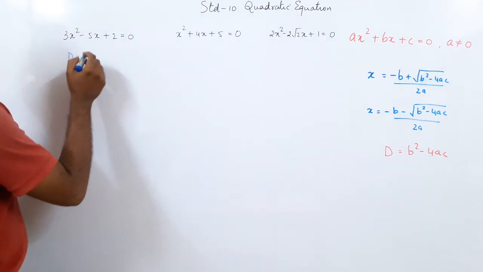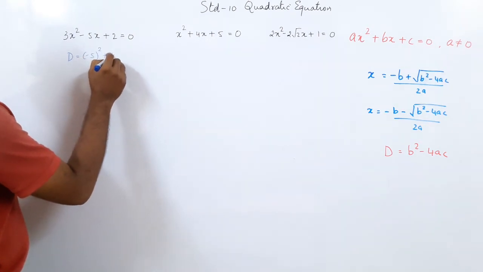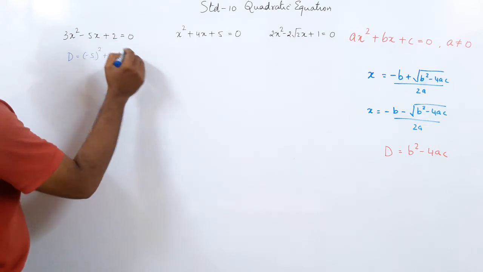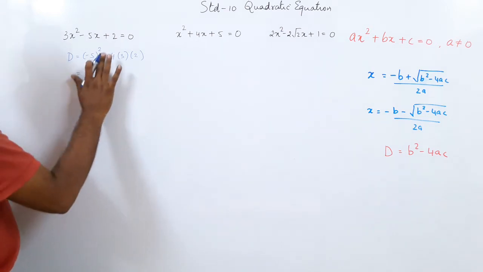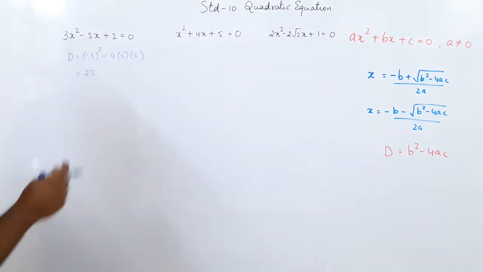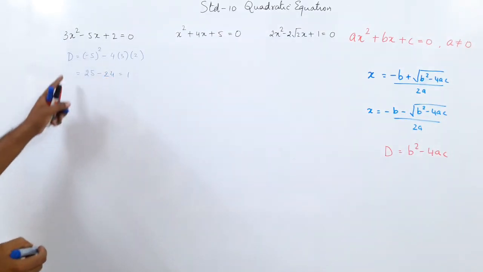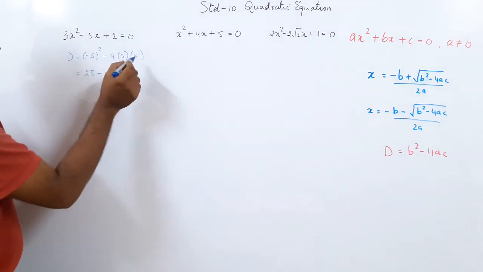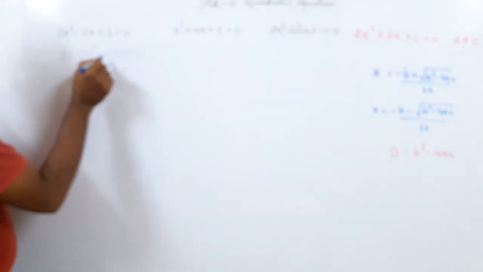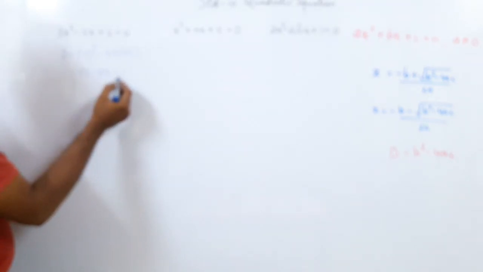So D is equal to, b is minus 5, so minus 5 the whole square minus 4ac, 4 into 3 into 2. Minus 5 the whole square is 25, so b square minus 4ac, 25, 4 3s are 12, 12 2s are 24, so minus 24 equal to 1. So D is greater than 0, so we will find 2 real roots. Are you following? We are writing b square minus 4ac, so b is minus 5 the whole square minus 4 into a into c, we got 25 minus 24 equal to 1. This is greater than 0, so we'll find two real roots.